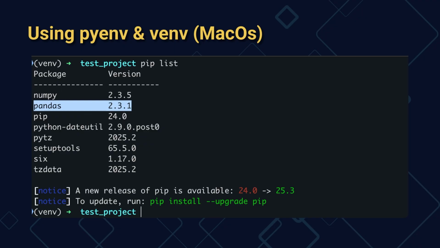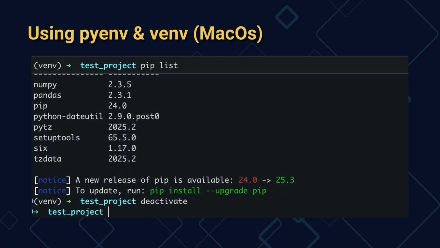To deactivate this environment, you just type deactivate, and it's done. You're out. Now you can start building different virtual environments for your different projects on your computer. So you don't need to have a messy root directory. Just have clean and tidy environments for each project. Thank you very much.